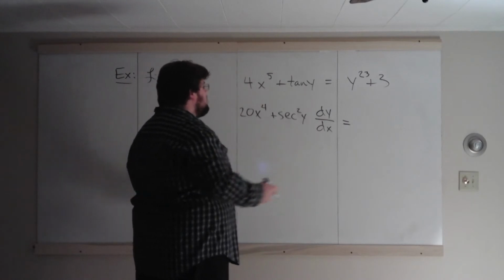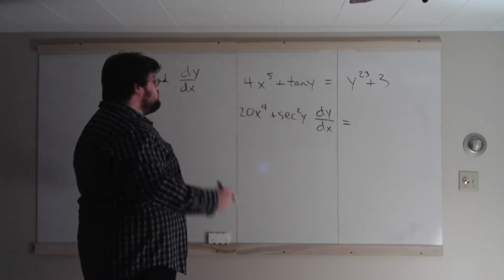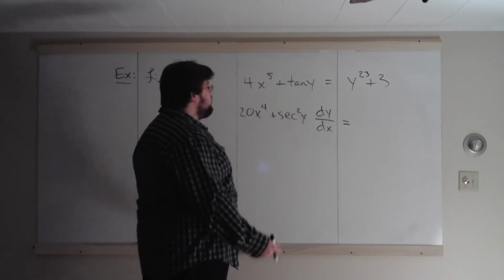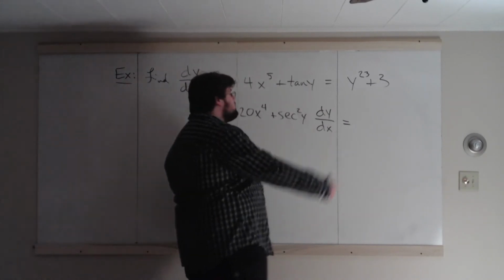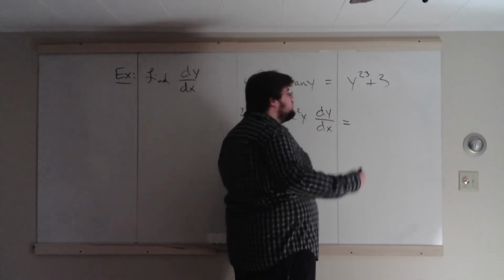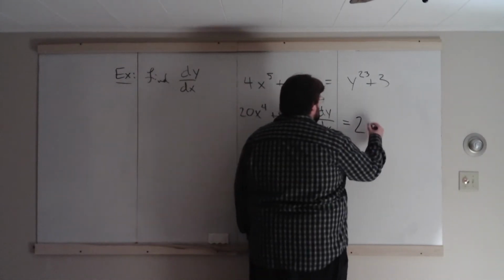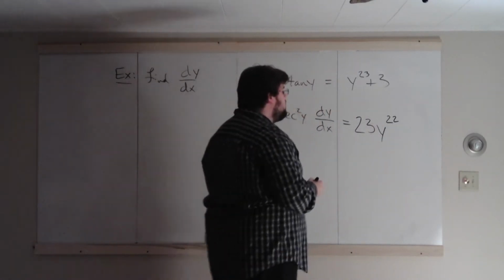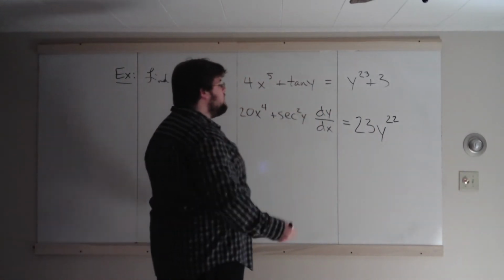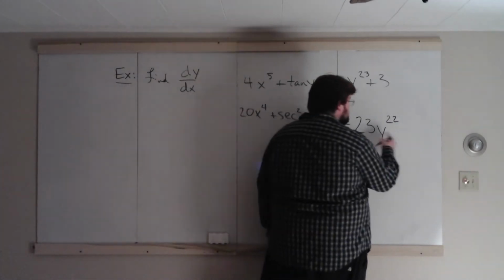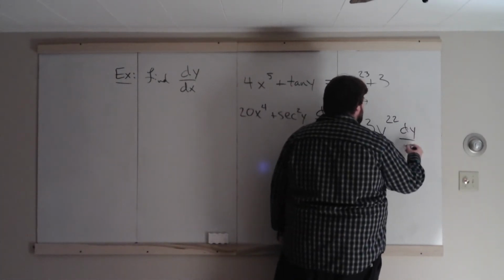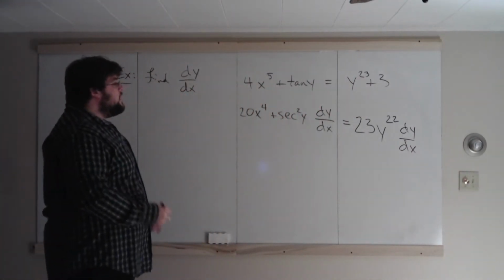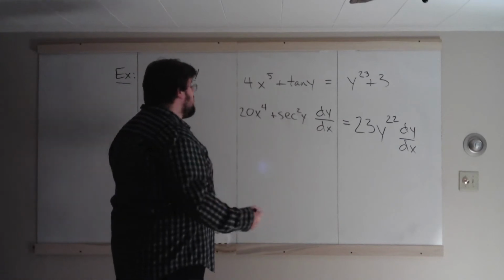Y to the 23rd. So I changed that to 23 because we had a y squared in the previous example and I didn't want to have to erase something, so I just threw a 3 on it. But the derivative of y to the 23rd, it is a function to the 23rd. So its derivative is 23 of them to the 22nd. And then you multiply by the derivative of the inside. The derivative of the inside is y, so the derivative of the inside is dy dx. And then plus the derivative of 3, which is 0.